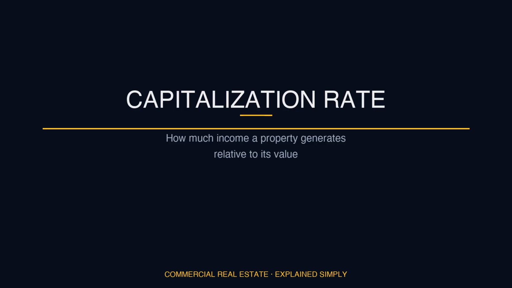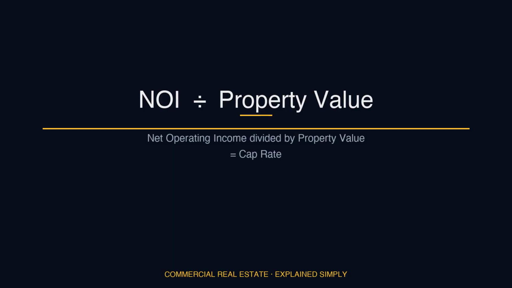Let's make it real. Say you're looking at a small office building. It brings in $100,000 a year in rent. After expenses, maintenance, insurance, property taxes, management fees, you're left with $80,000. That's your net operating income, or NOI. The building is listed for $1 million. $80,000 divided by $1 million equals 0.08, or an 8% cap rate.